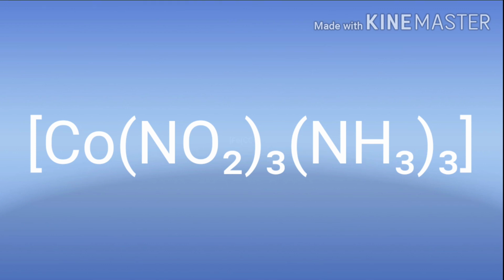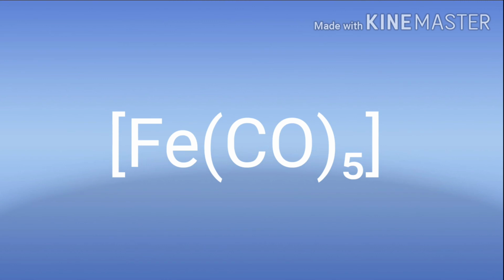Another example is [Fe(CO)5]. In this complex also there is no charge, positive or negative, present. That's why it is also an example of a neutral complex.